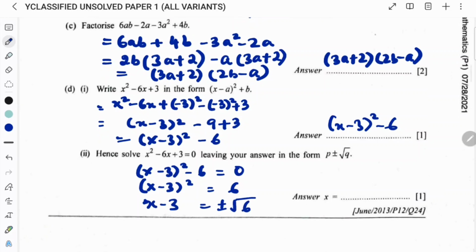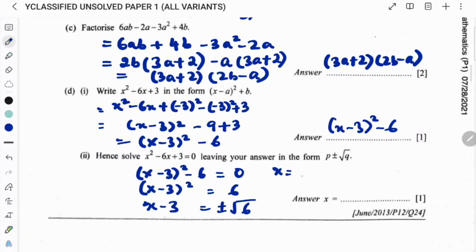I took the square root to both the sides. And x is equal to plus minus square root of 6 plus 3. So you can write it down like this. In this form, you can write 3 plus minus square root of 6. So this is the answer, 3 plus minus square root of 6.